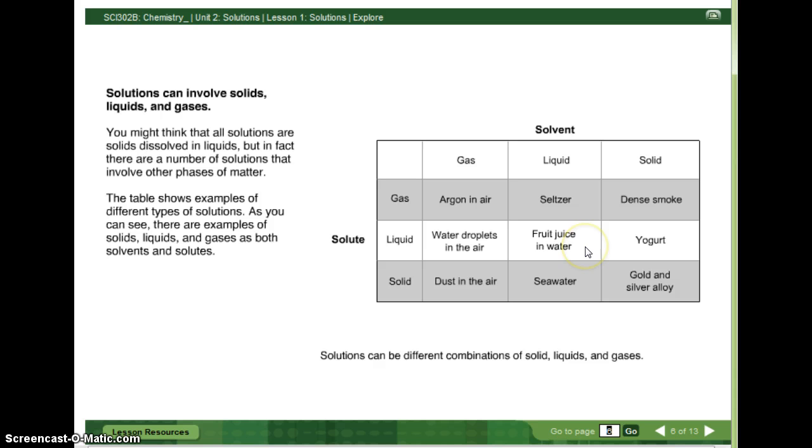You could have fruit juice in water. Or yogurt is an example of a liquid dissolved into a solid. And solid you can actually have in the air, like dust. You can have the solid sodium chloride dissolved in liquid for seawater. And you can have gold and silver alloys, so you have a solid and a solid. Solutions can be different combinations of solids, liquids, and gases. So if you'd like, you could put this into your notes as well.